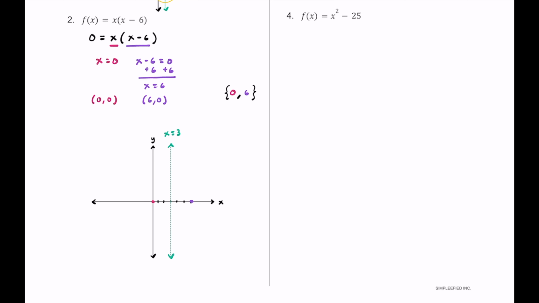Now sketching the parabola, it's going to look something like this. Because we know our a value, or leading coefficient, is equal to positive 1, we know it's going to open upwards and we have a minimum.